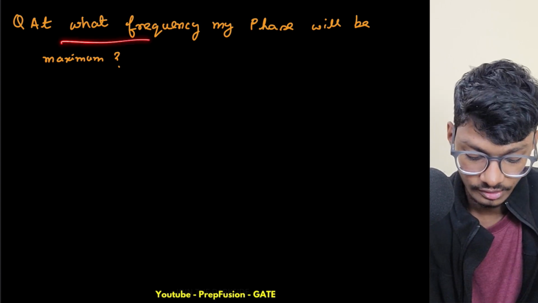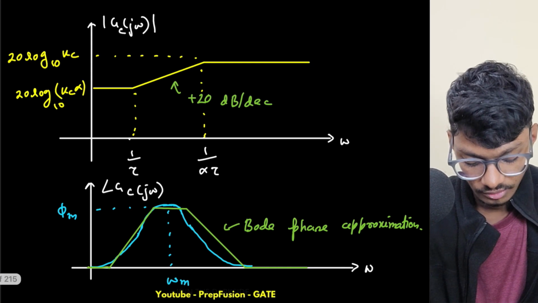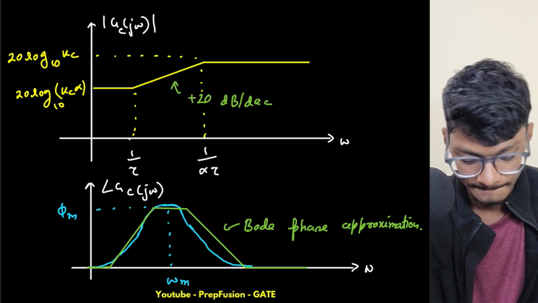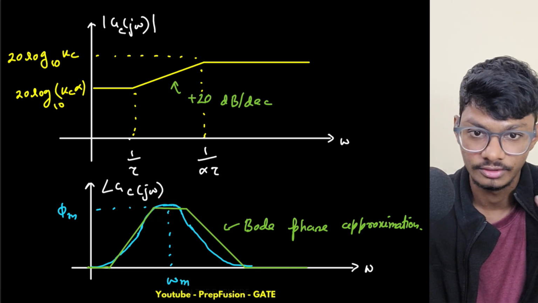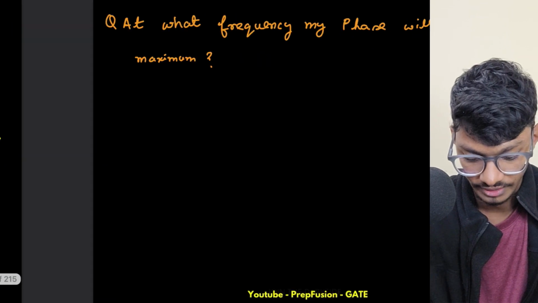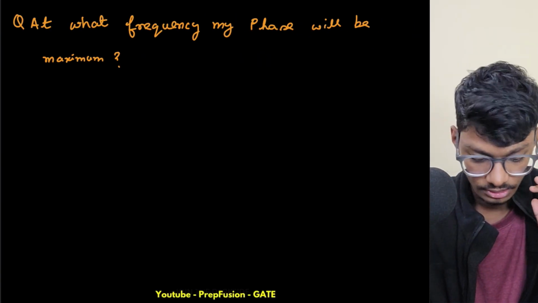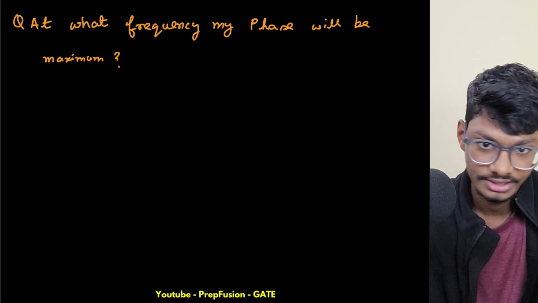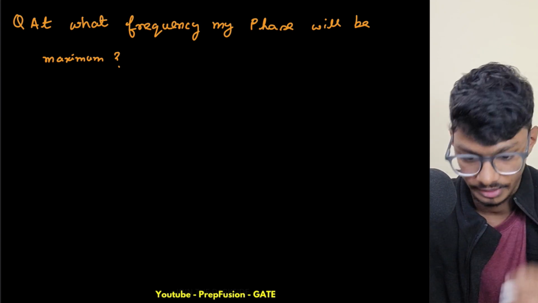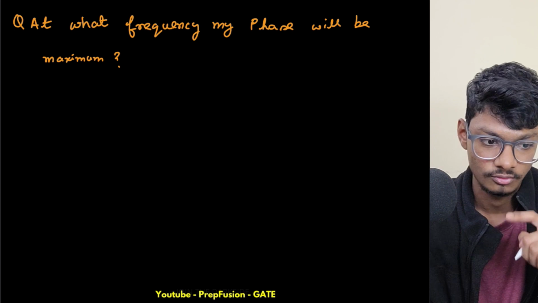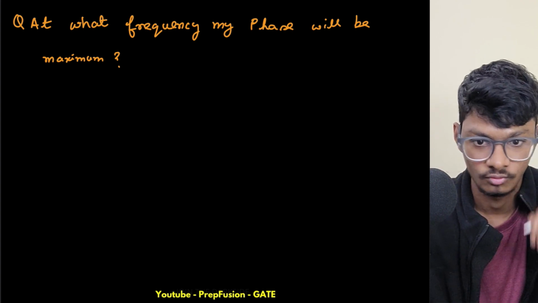Now comes the next thing: at what frequency will my phase be maximum? Here we're getting some maximum phase, right? So we want to find that frequency at which my phase is maximum. How to find that? We have to write the angle expression, then differentiate it, and then find the value of omega. I will do this for the lead case, and for the lag compensator I won't do it. That is homework for you.